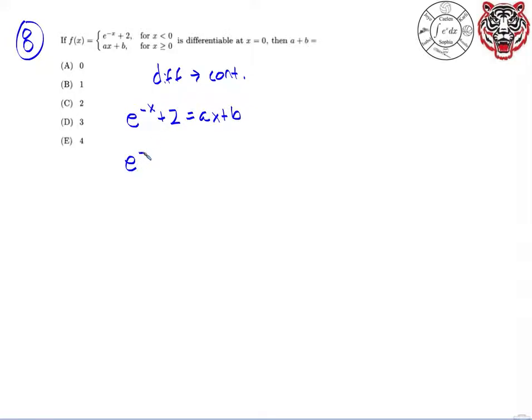So we have e to the negative 0 plus 2 is equal to a times 0 plus b. All right, solve. What is this going to be? e to the negative 0 is? 1. Are you sure? 0 or 1? 1. I'm sure. It is 1. 1 plus 2 is equal to, what is this going to be on the right? 3.